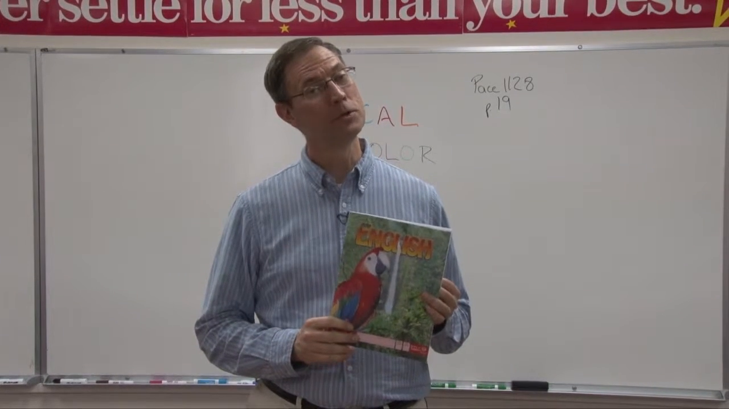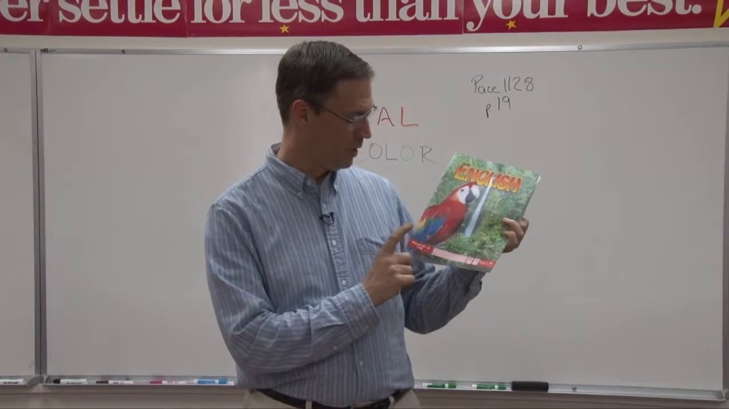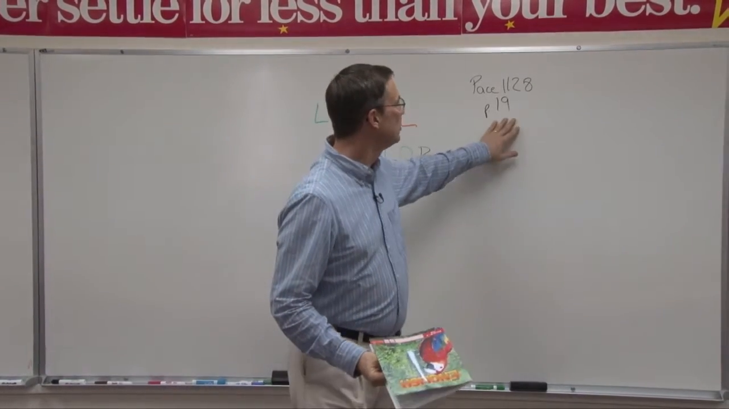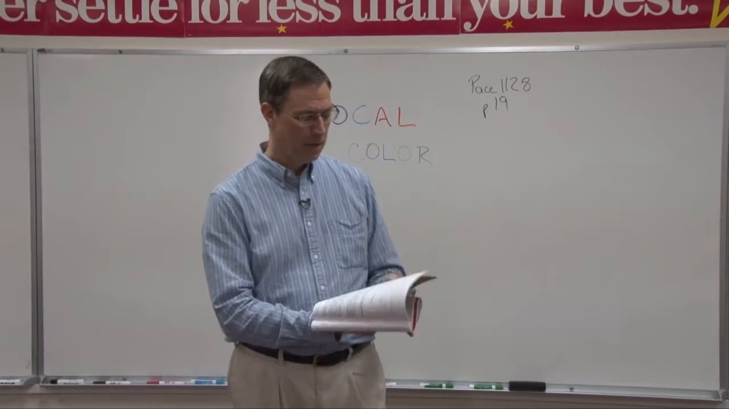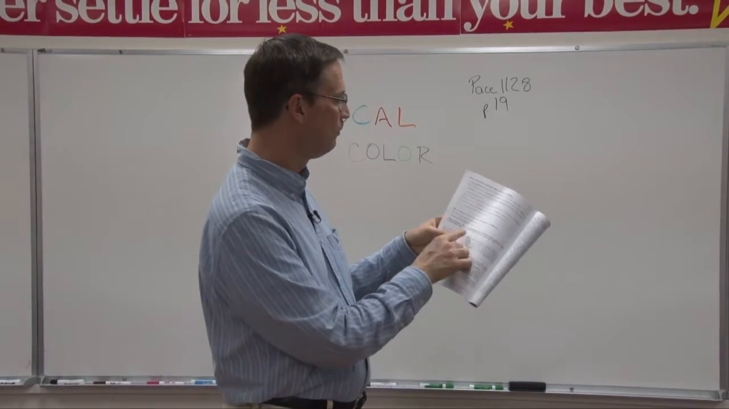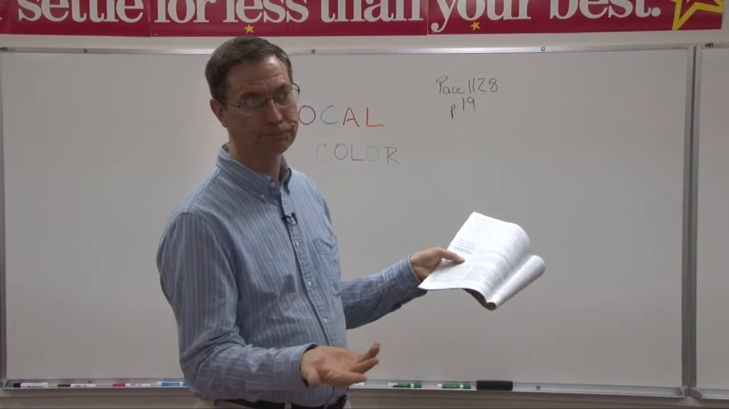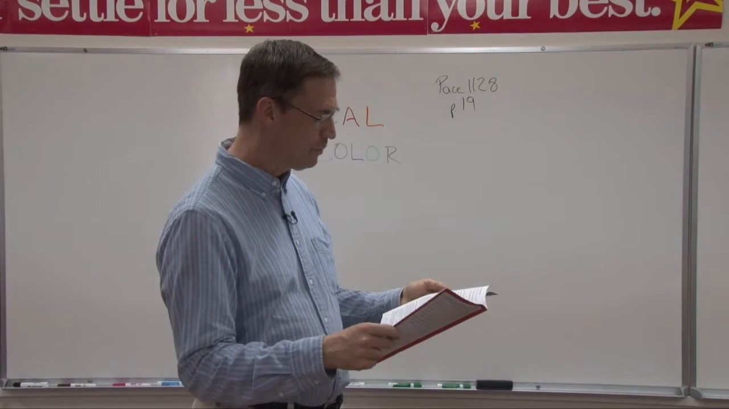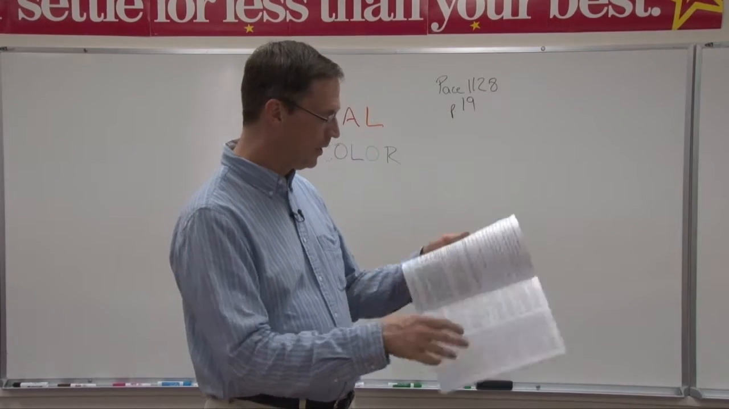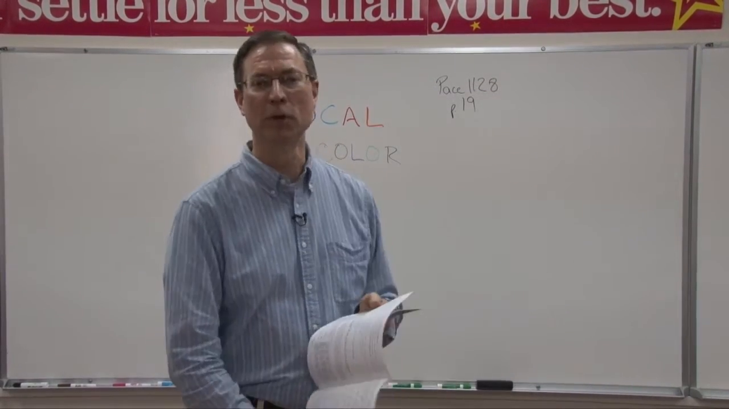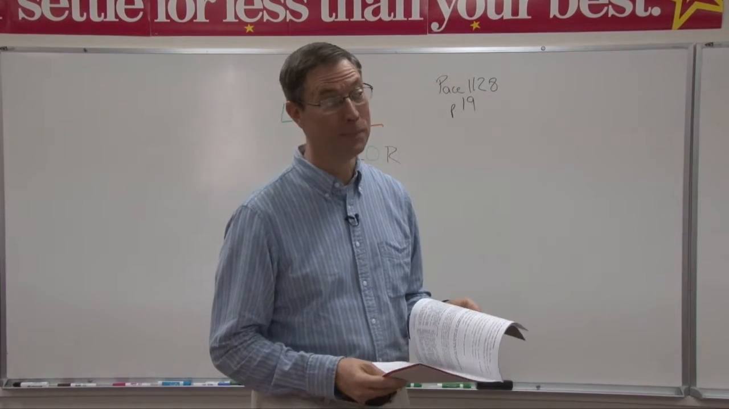This short video is just to explain an assignment here in English PACE 1128. On page 19, there's an assignment that says we are to, on separate paper, write a poem emphasizing local color. And it seems like every time students come to that, and then here at the bottom of the page, it says, poem should reflect some aspect of local color, and the supervisor is supposed to grade that.